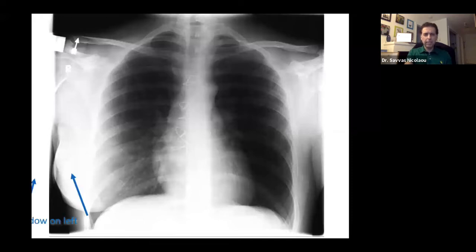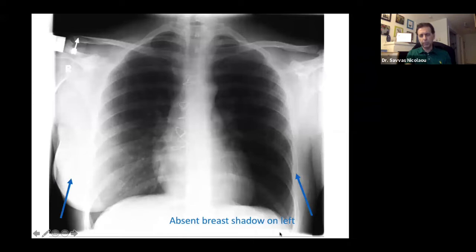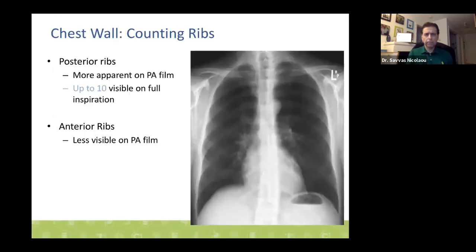In this particular example, we can see we have a right breast shadow, but we have an absent left breast shadow. So this patient has had a mastectomy. An important clue that could lead you to believe this patient might have metastatic disease or you're dealing with something due to a breast malignancy. Chest wall, counting ribs.